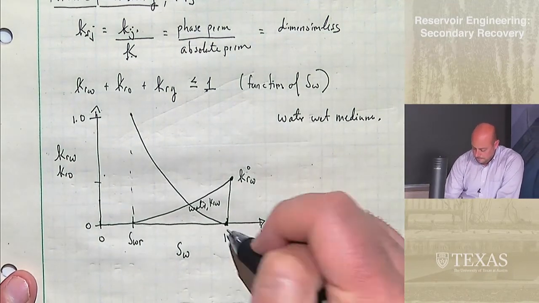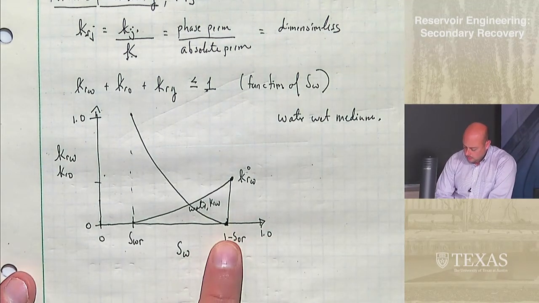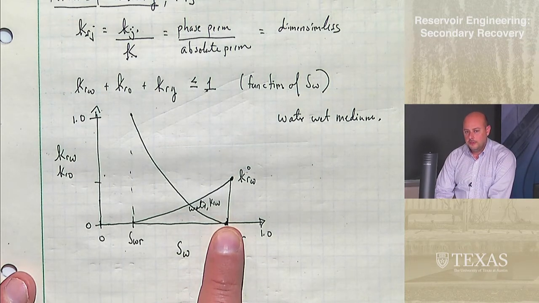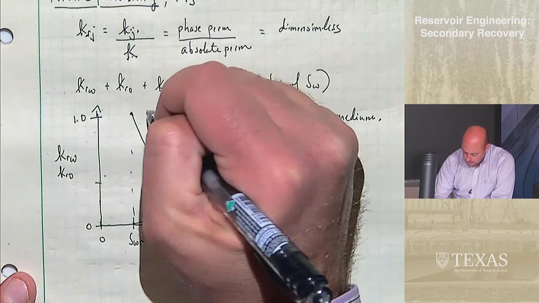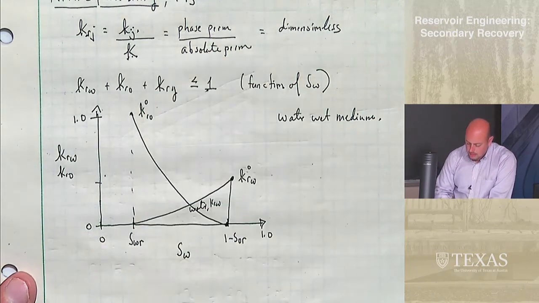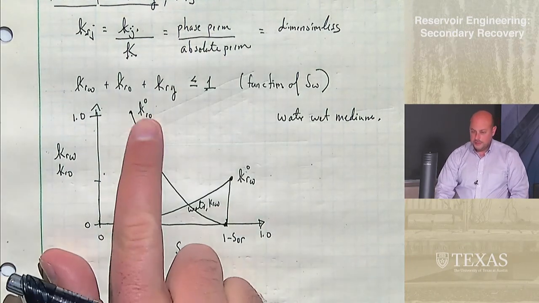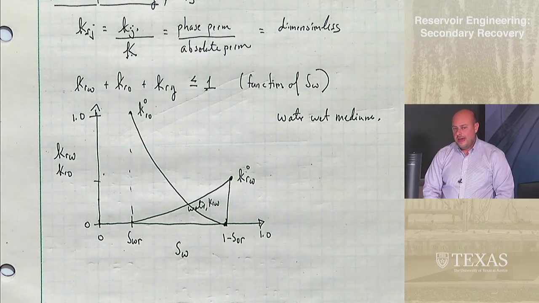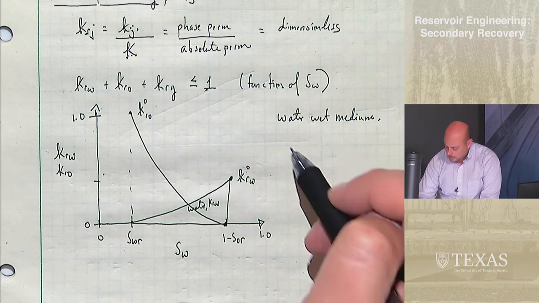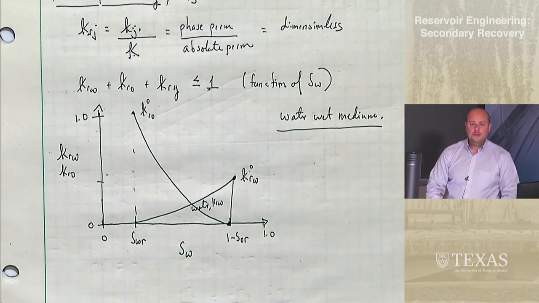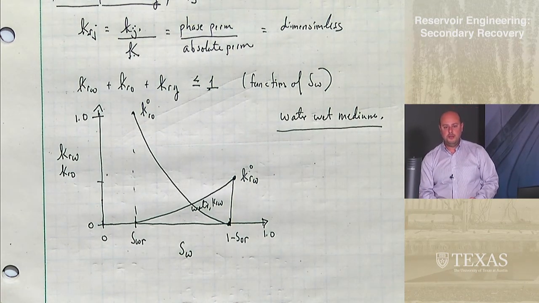So, okay, once you get to residual oil saturation, it's not flowing anymore, so that's why relative permeability is 0. But over here, this is Kro naught. That's the endpoint relative permeability of oil. That number can be actually quite close to 1 in a water-wet medium. And it's for the reason I just mentioned.